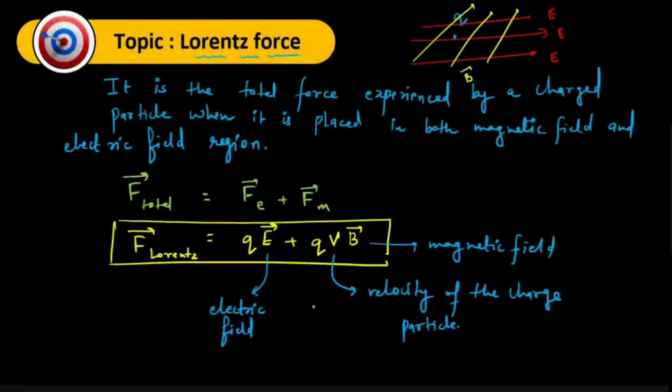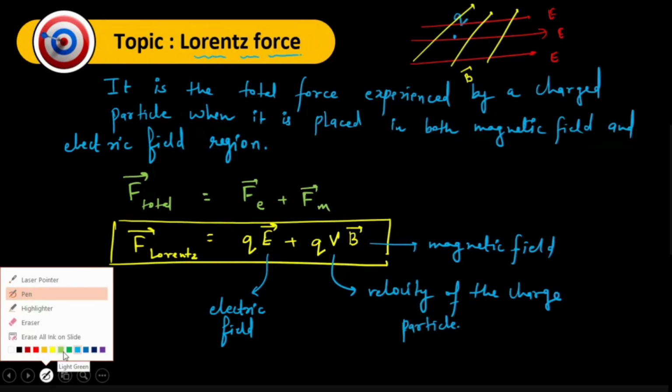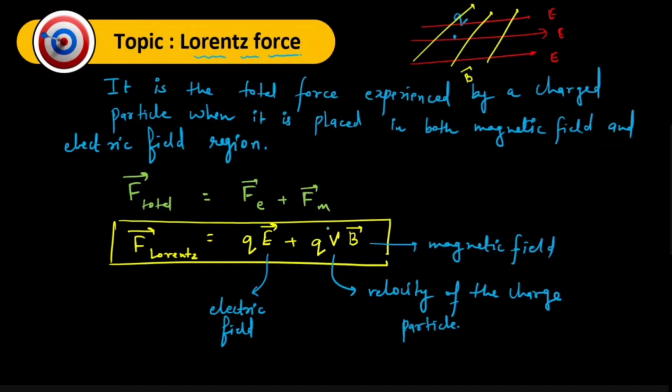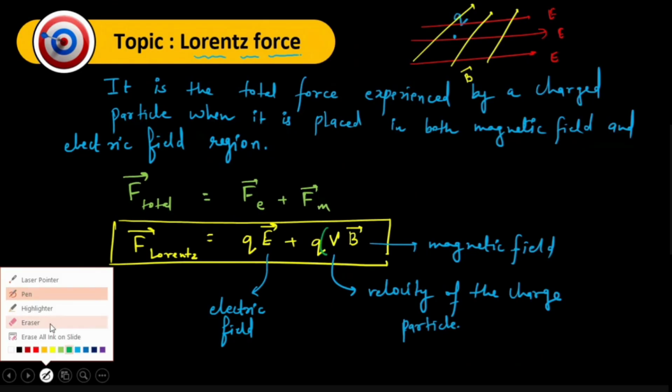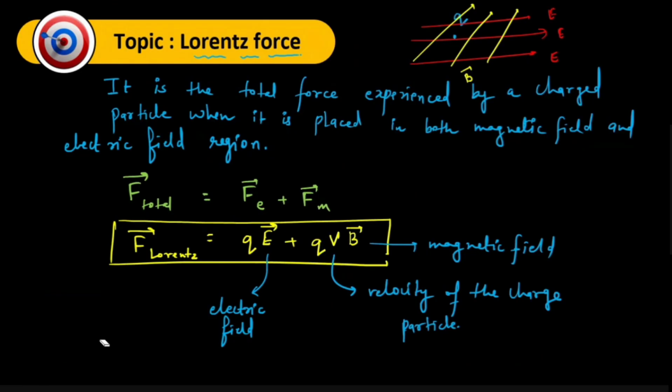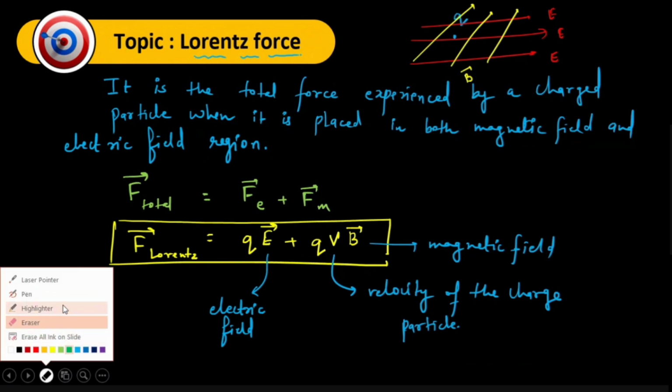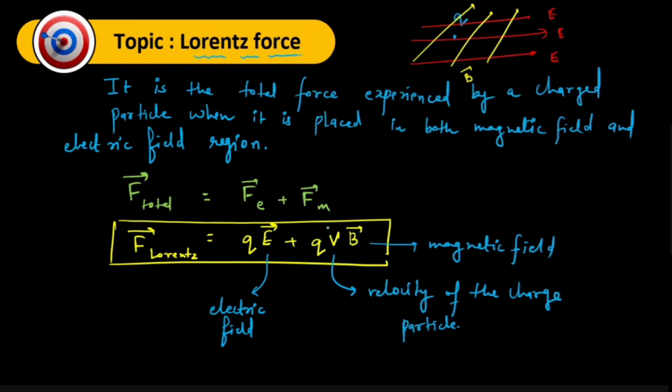One more thing we need to understand is that this Q is a scalar quantity, that is charge. But force is not a scalar quantity. It is a vector quantity, so it must have some direction. So the Lorentz force also has some direction, which is given by the direction of V cross B.